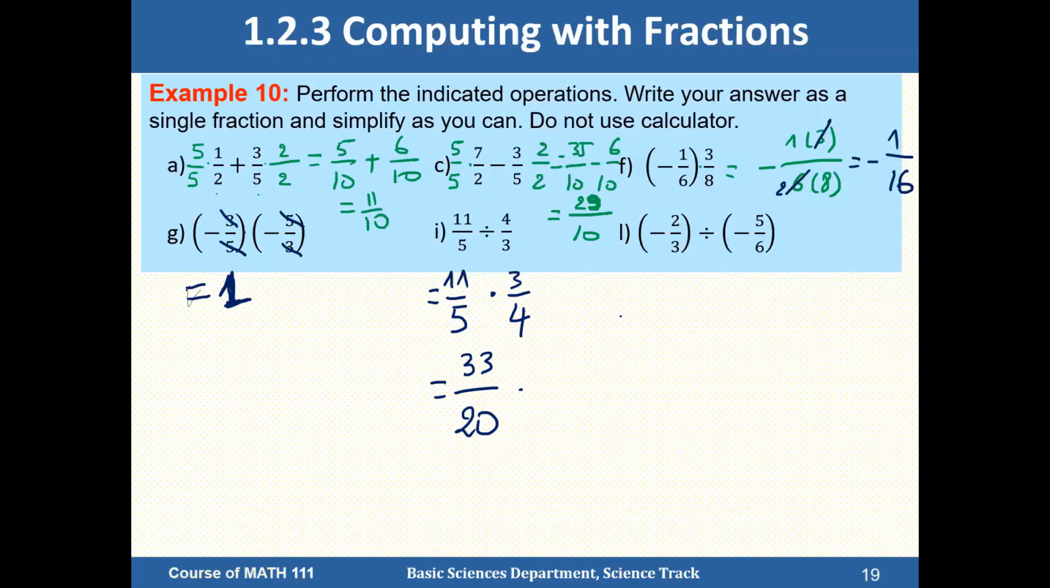This is also division, so we transform it as a multiplication by the reciprocal, minus 6 over 5. Here I have minus times minus is plus. Here we can simplify. 2 and 2, 4 and 1, and 5, 5. And this is the result.